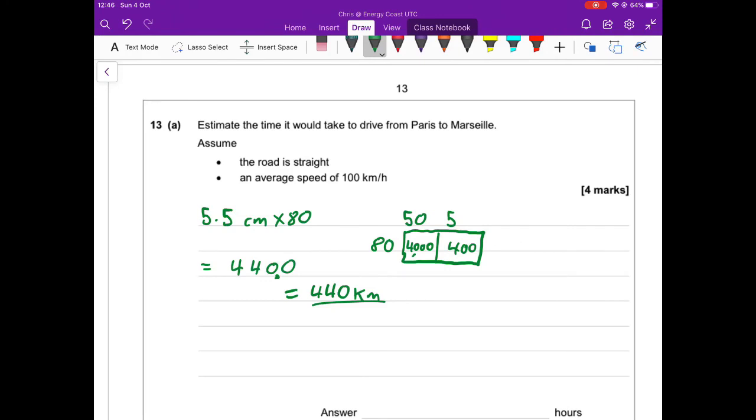Estimate the time, so it all comes back to this. Speed is d over t. Can you remember what I said, dancing on tables? I'm after the time, which is distance divided by speed. So the time is 440 divided by the speed, which is 100.